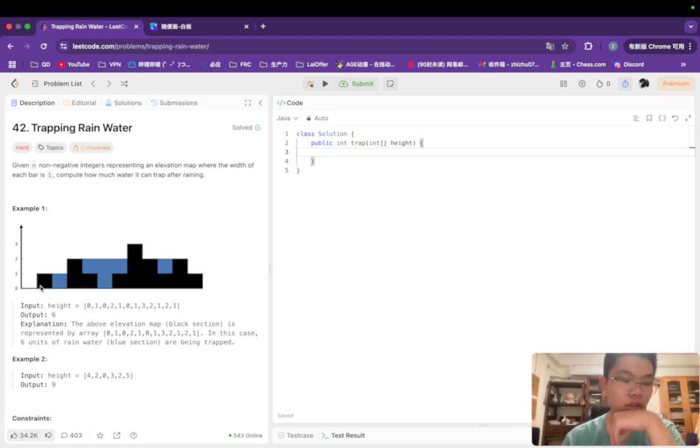So for instance, for this given input, the first element 0 tells that in the first position there's nothing, so height is 0. And the second place is 1. Third place nothing, fourth place 2, and fifth place 1, and then nothing, 1, then 3, and then 2, then 1, then 2, then 1, right?